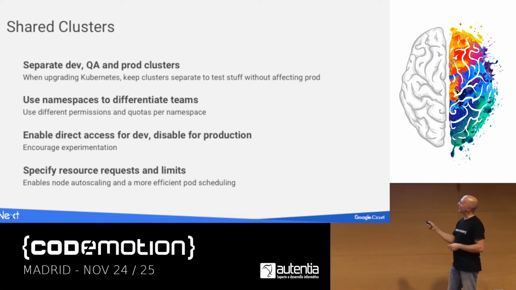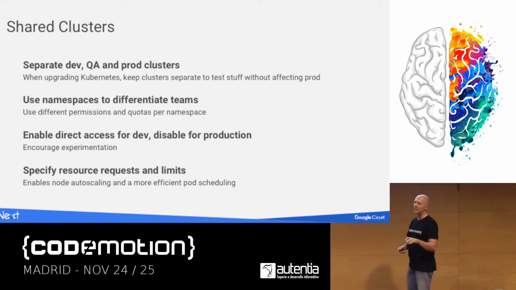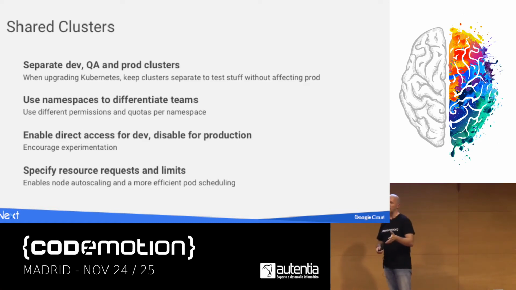Enable direct access for dev, disable for production, meaning in production, the only one that should be able to deploy something is your continuous integration platform. Jenkins, GitLab, Travis, whatever you're using. That's the only one that should be able to deploy to production.